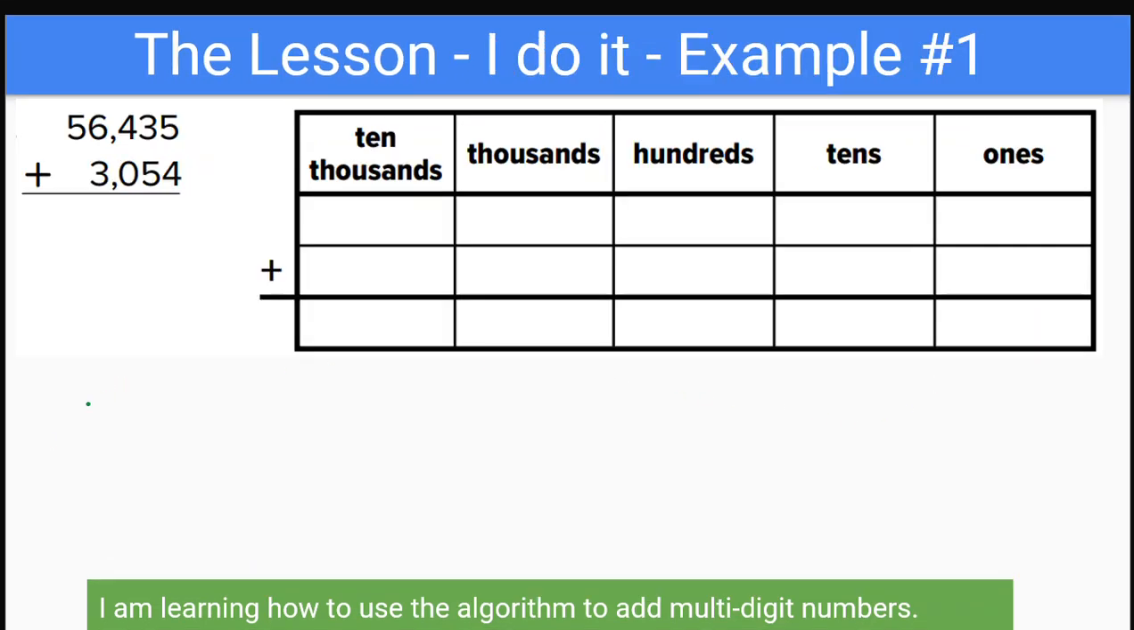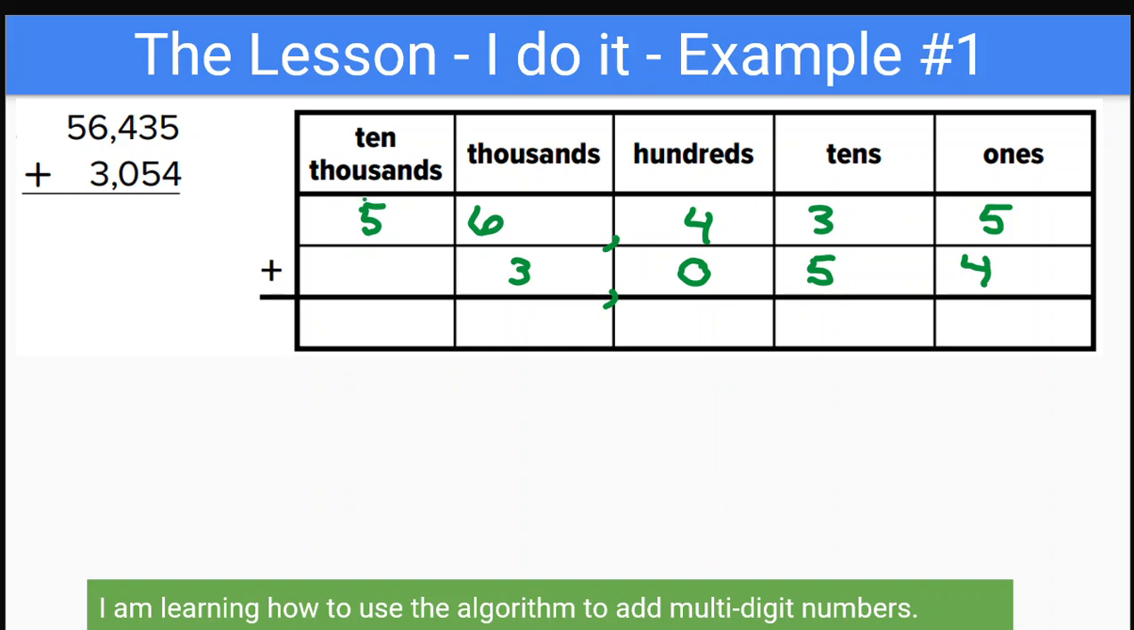Okay, let's try another one right here. It says 56,435. Okay, remember that there's going to be a comma right here because every 3 places we put a comma. 1, 2, 3, we put a comma right there. So it's going to be 56,000. So let's do that. 56, there's the thousands comma, 435, plus we have 3,054. So we say 3,000, no hundreds, right? Just 3,054. We didn't say the word hundred, did we?